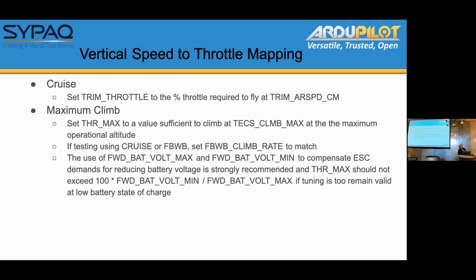So my recommendation is, if you're measuring battery voltage, do compensation, and allow a bit of margin in terms of the TECS maximum throttle to allow for the drop off in battery voltage. How practical would it be for us to compensate for that automatically?